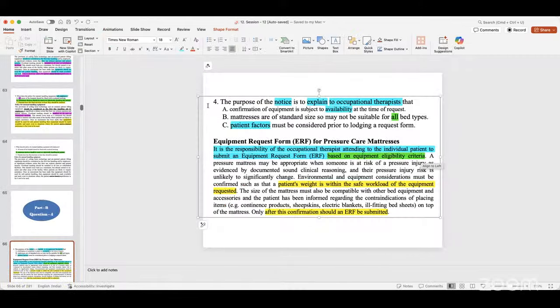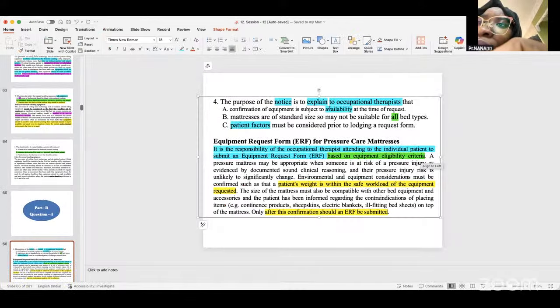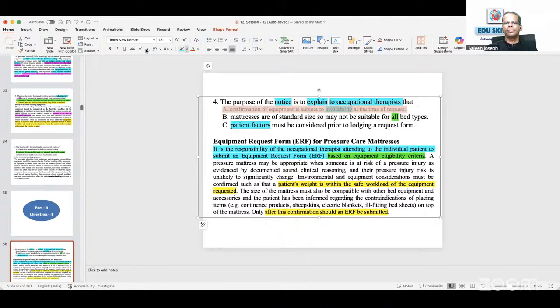So, confirmation of equipment is subject to availability at the time of request, and availability: they are not speaking anything about availability. Do they speak about availability of the equipment? No, nothing is mentioned about availability. Okay. Yes. Eligibility. And patient factors must be considered prior to lodging a request form.